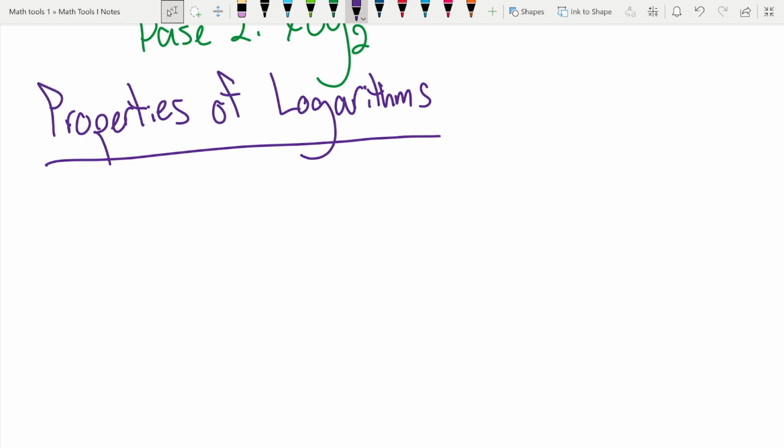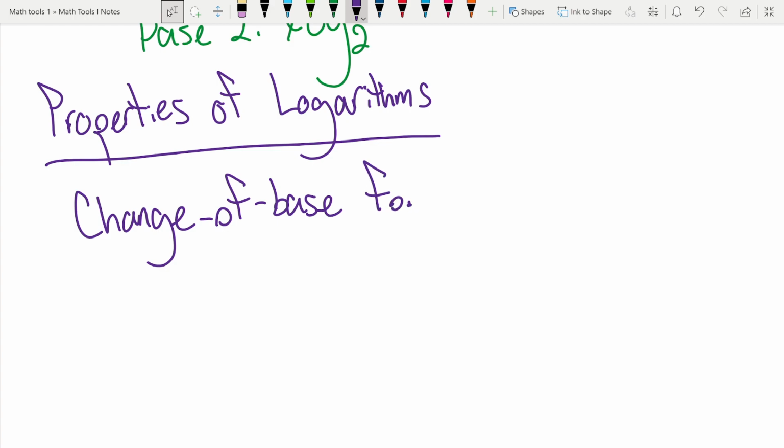So now we really want to get into some of these properties of logarithms. We saw properties of exponents, so we're going to have a lot of those same properties now with logarithms. One that we didn't see with exponents, but is probably one of the most important of the logarithm properties, is what's known as the change of base formula.